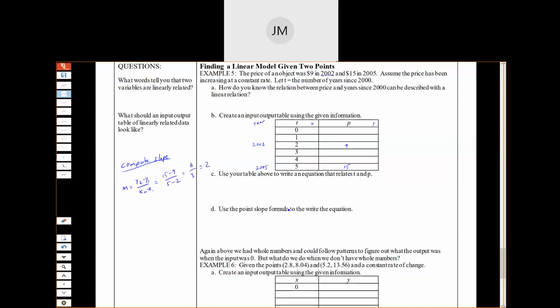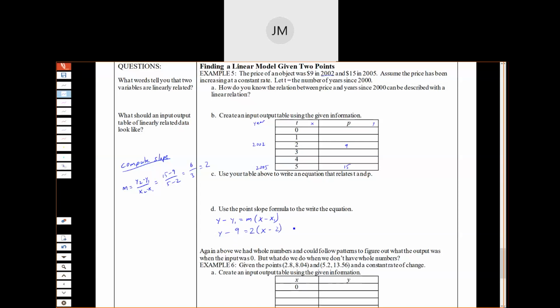I can then use the point-slope formula to write an equation. y minus y1 equals m times x minus x1. And I can just fill in with either point. I only need 1 point when I'm filling in the point-slope formula. So I could use (2, 9), or I could use (5, 15). It doesn't matter. I like smaller numbers, so we'll use (2, 9). So my y value, the p value, is 9. My slope is 2. And the x value that goes with it is 2.